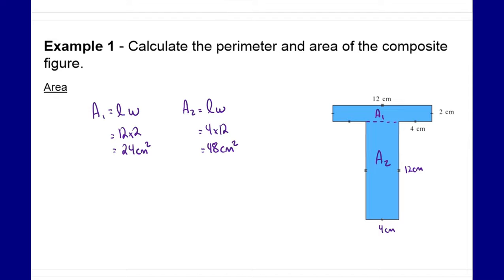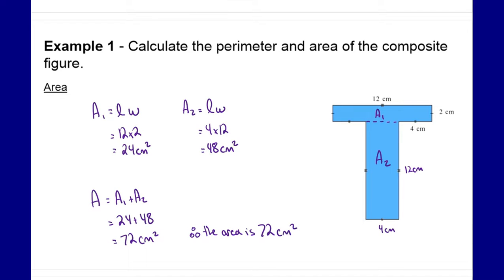So now that I have the area of each basic shape of this composite figure, to find the total area, I'm just going to do area 1 plus area 2. I'm going to add those two together. So 24 plus 48 equals 72 centimeters squared. So therefore, the area is 72 centimeters squared. So just adding those two areas up.